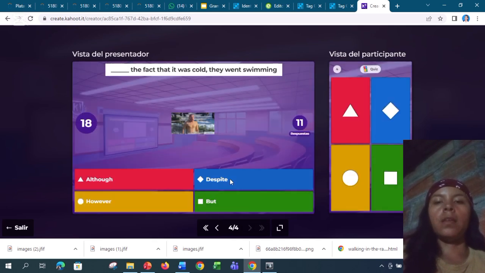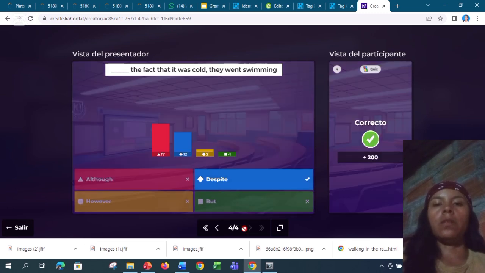Number 4: "It was cold, they went swimming." The correct answer is despite or in spite of the fact that. So, despite the fact that it was cold, they went swimming.